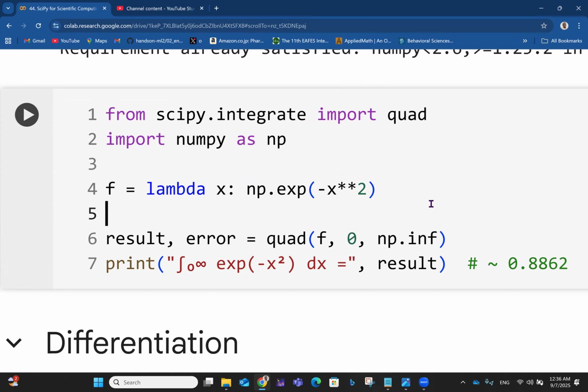over some interval from 0 to infinity, basically from 0 to infinity. I think that's the Gaussian equation, if I'm not mistaken. So here in line 6, that's where the real work is happening.